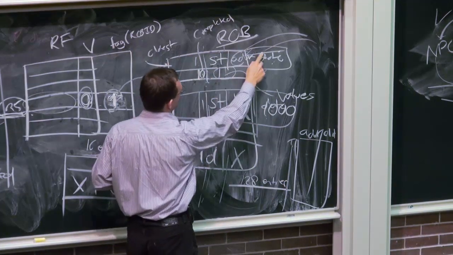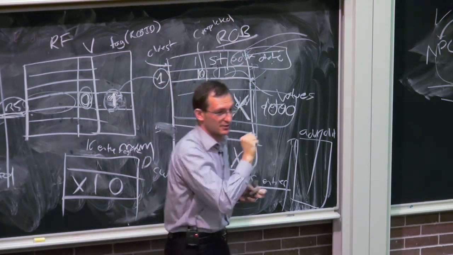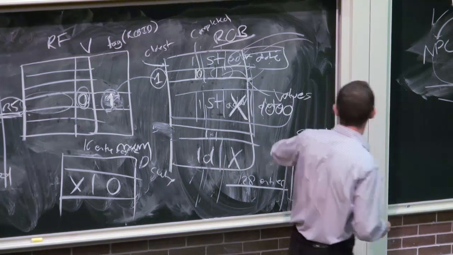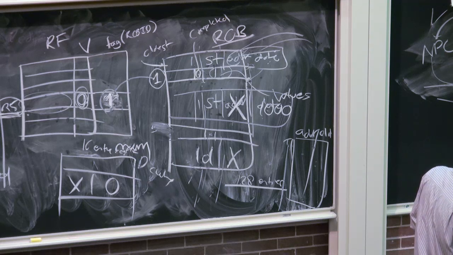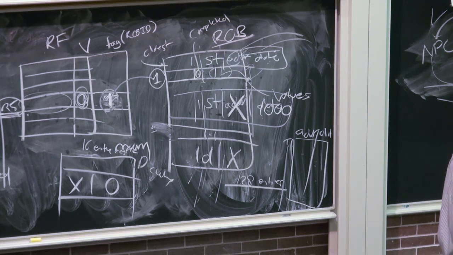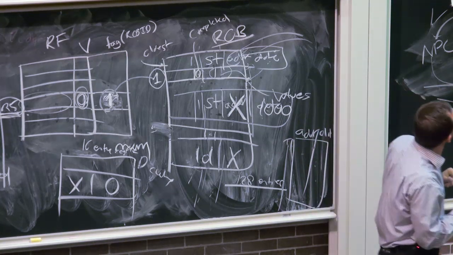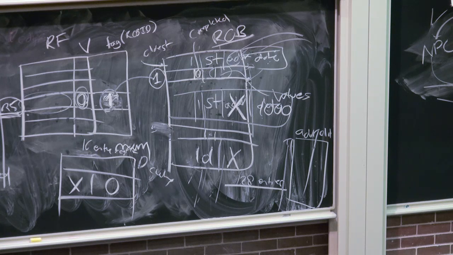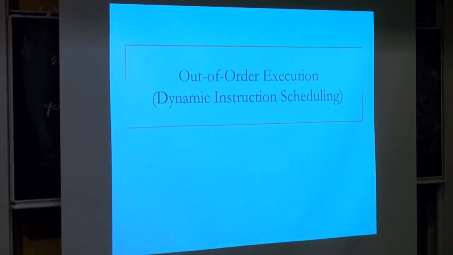This basically, what I discussed, tells you when the store actually updates, makes its update visible to architectural state. You can forward that value with some other data structure here. That's what the store buffer is, partly. So what is this? This is a program order list of uncommitted store operations, but they could be also committed. You could keep it until it's written to memory. When the store is decoded, it allocates a store buffer entry. And when store address and data become available, you record them in the store buffer entry. And when the store is the oldest instruction in the pipeline, it updates the memory address cache with the store data. Okay? So, in-order updates.